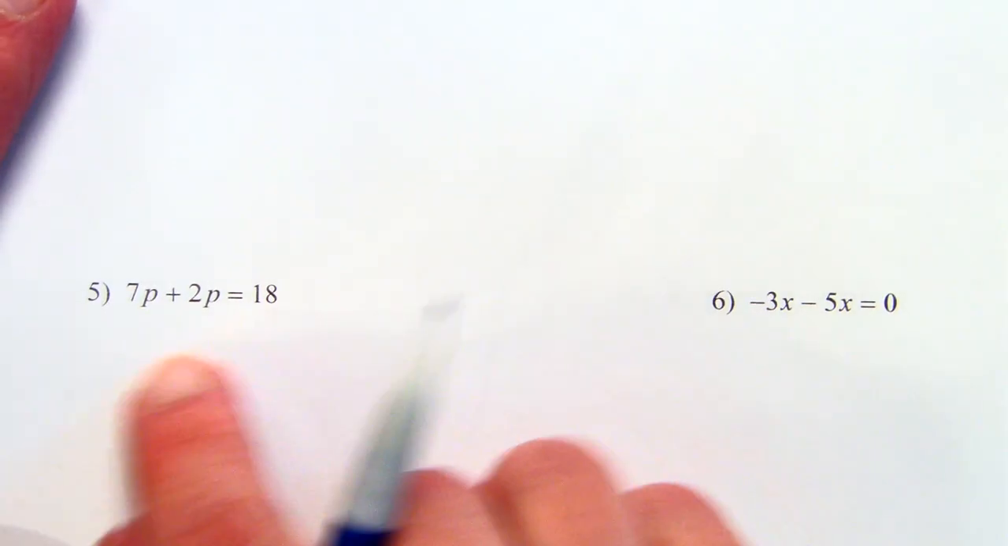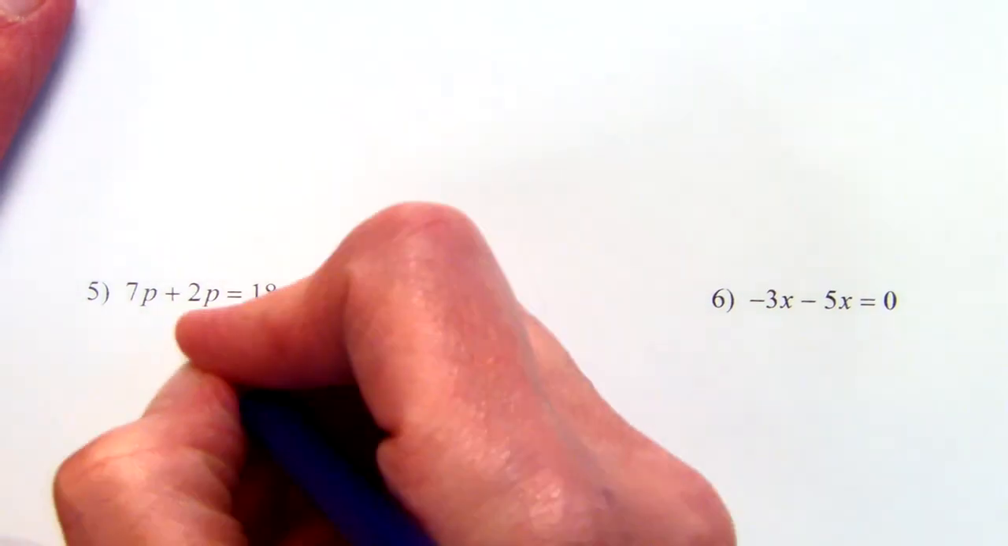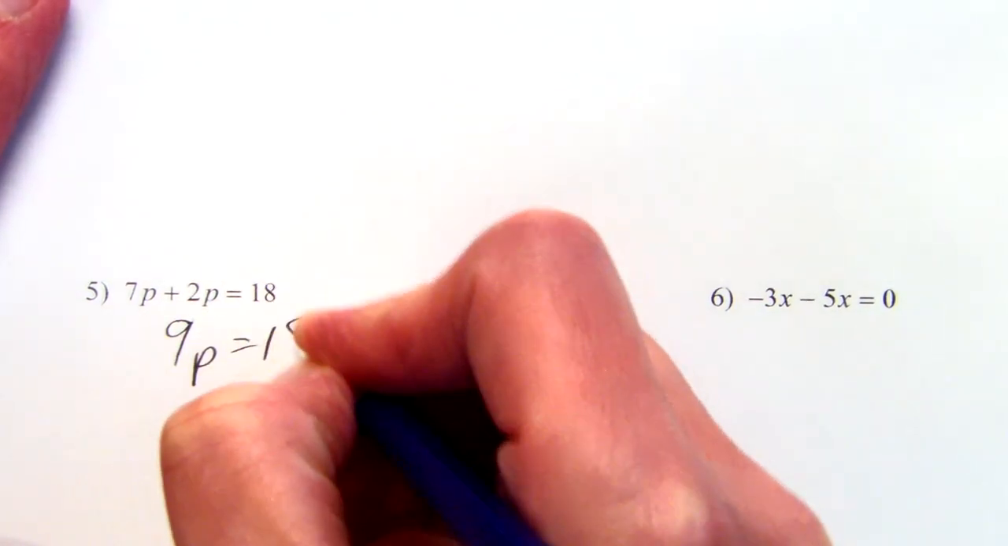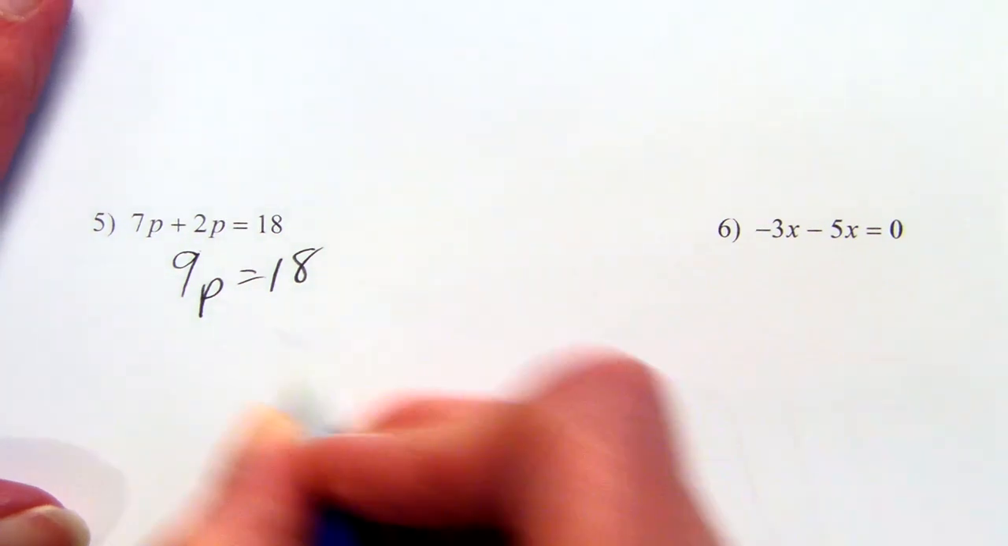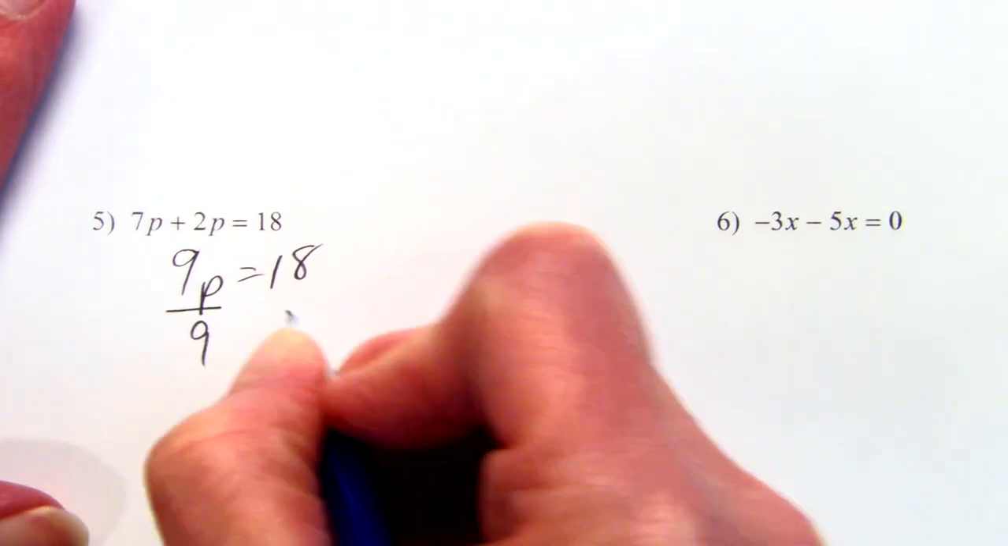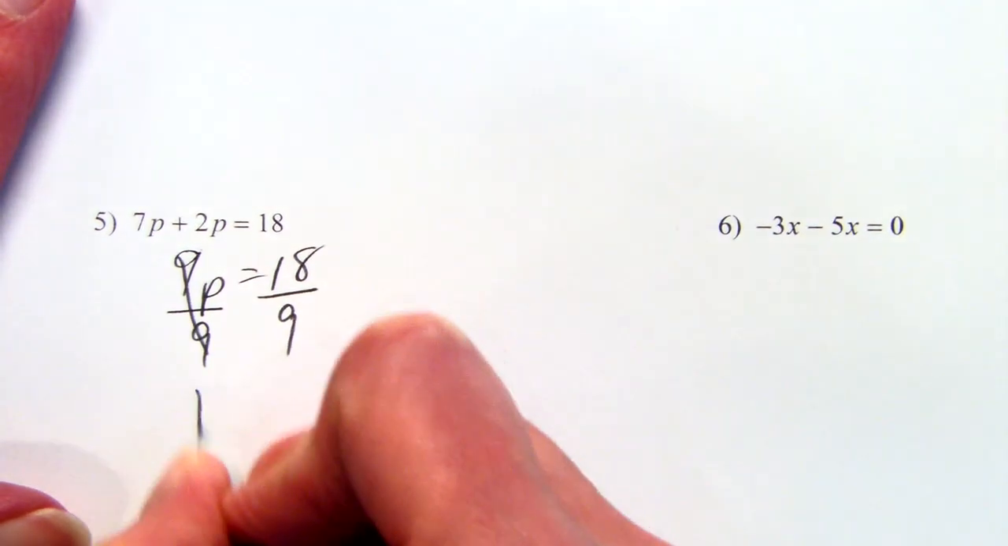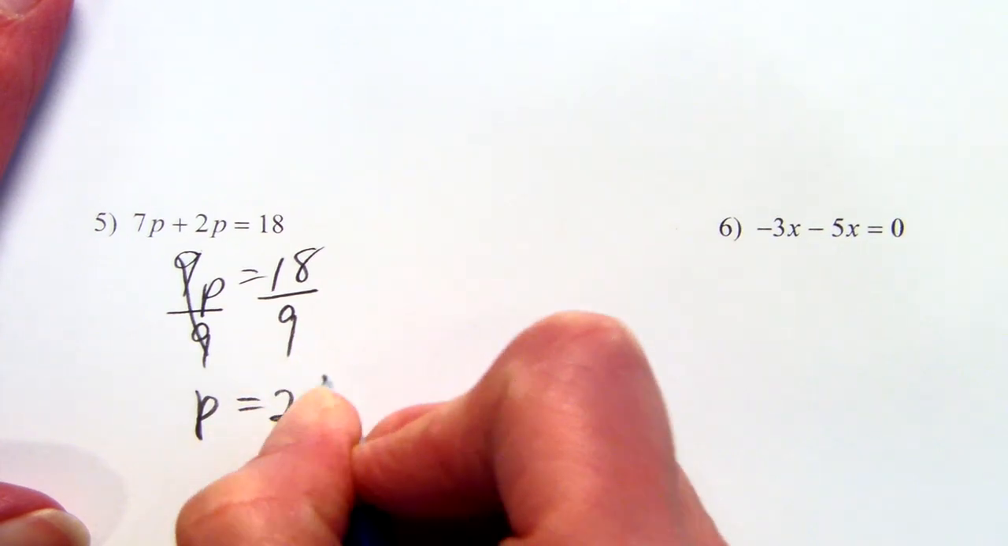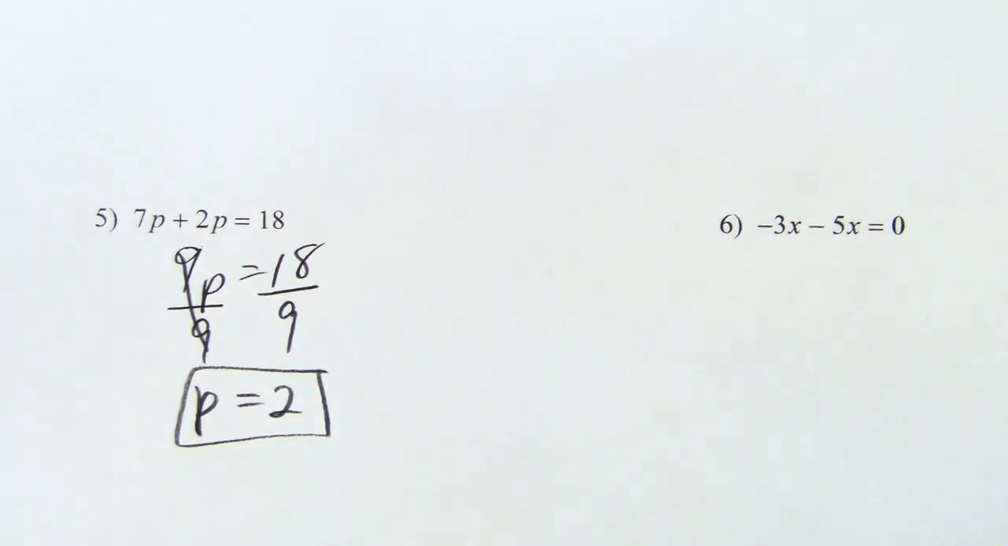All right, let's go down to number 5. 7p plus 2p is 9p. And then to solve for p, I'm going to divide by 9. 18 divided by 9 is 2, so p equals 2.